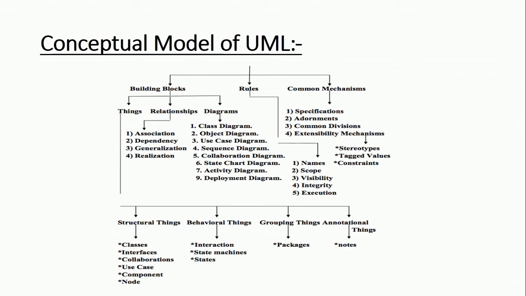Further, structural things are divided into classes, interfaces, collaborations, use cases, component, node. These are the building blocks of the UML model. Behavioral things: interaction diagrams, state machine diagrams, states. And grouping things are the packages, and the annotational things are the notes. What about relationships? There are 4 types of relationships possible in UML: association, dependency, generalization, and realization.